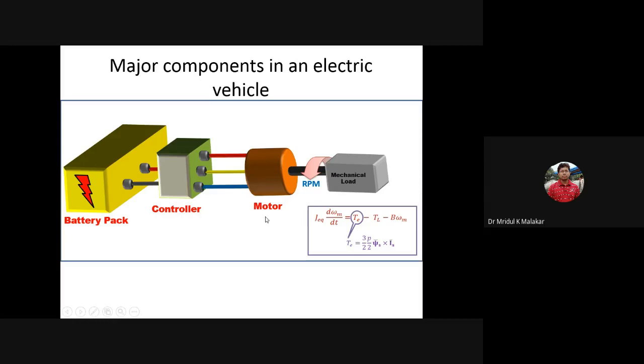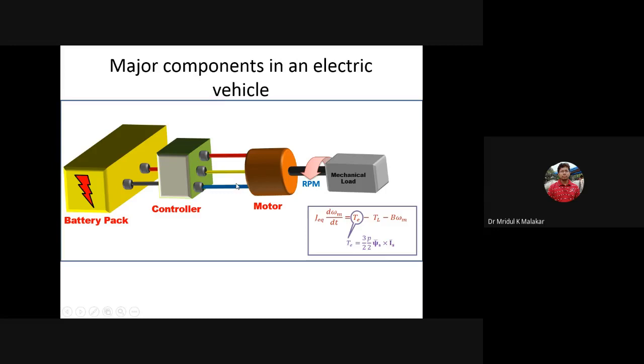It is a motor, I know the motor dynamics. It is a mechanical load, I know the load dynamics. It is a controller, I know the hardware sitting inside the controller, and I know what algorithm I have to write. And this is the battery pack, I know how much current and how much voltage I have to apply. So this is the main system. So now we can say it is an electric vehicle.